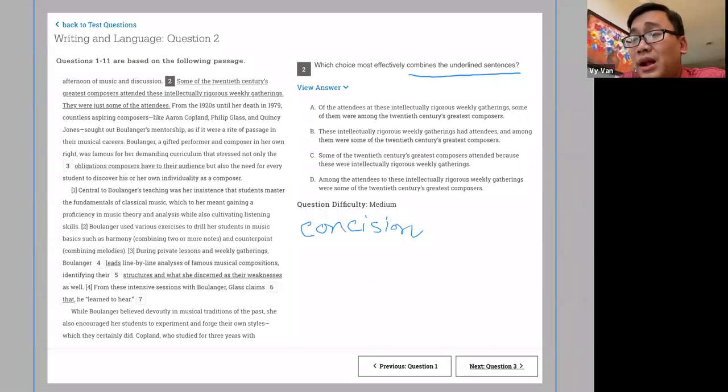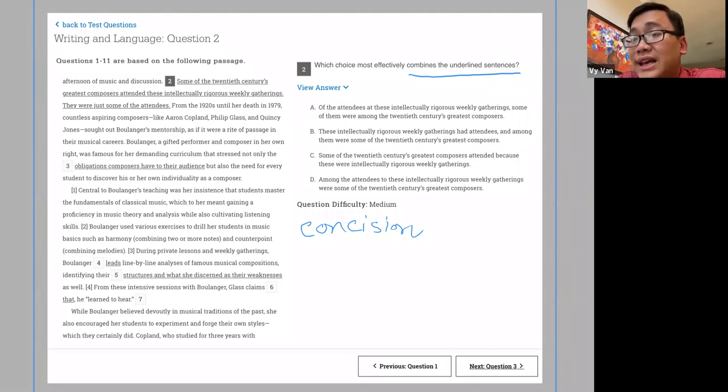Okay, so let's go through all the choices. A, of the attendees at these intellectually rigorous weekly gatherings, some of them were among the 20th century's greatest composers.